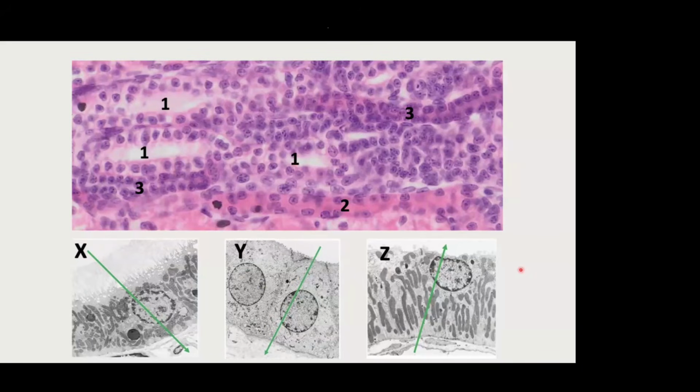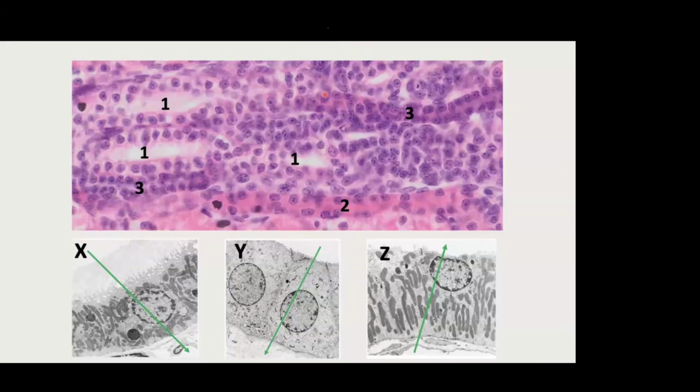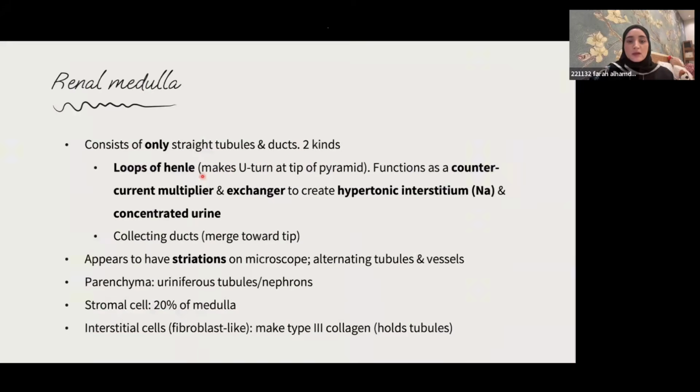Yes, correct. And number 2? That's the X. Correct, yes, because it's pink and fuzzy because of the microvilli. And 3 is obviously Z. Okay, these are the distal or pars recta of the distal tubule. Okay, great. Now let's talk about the renal medulla.